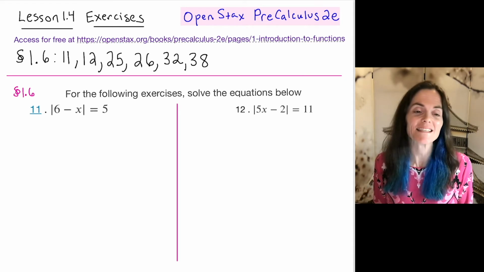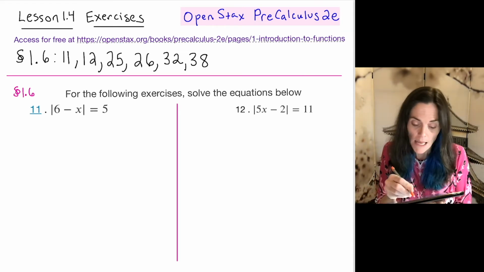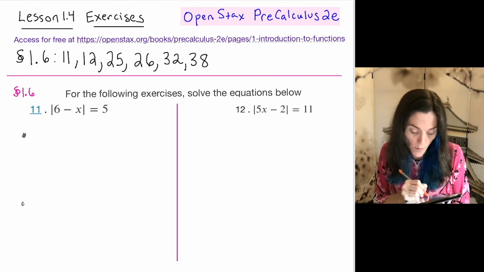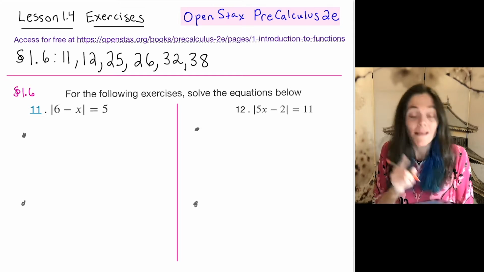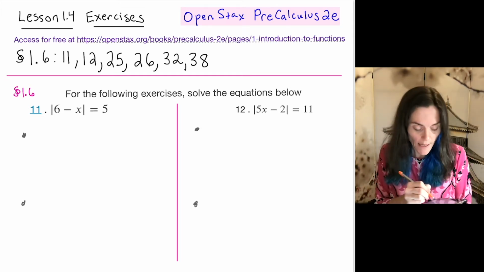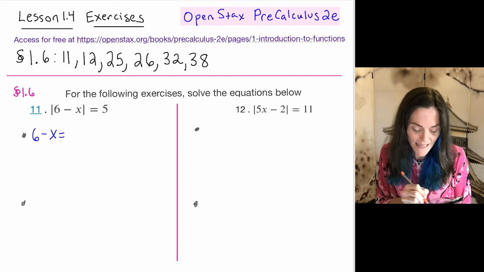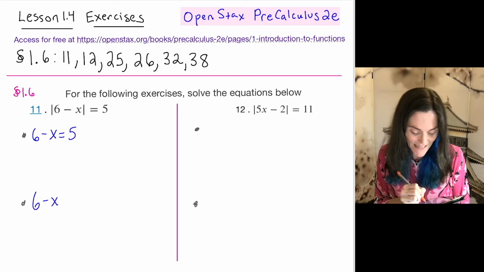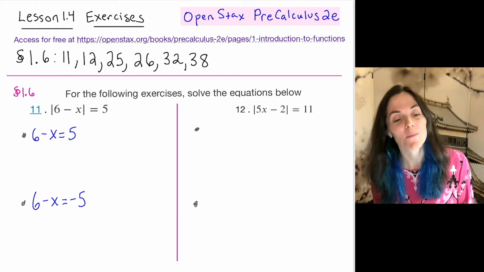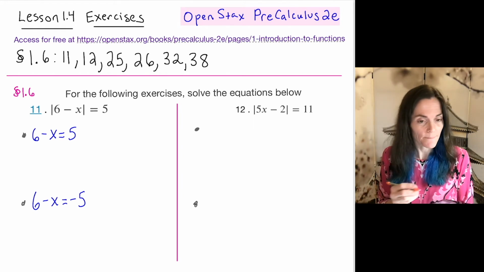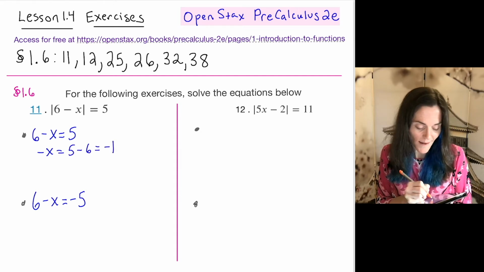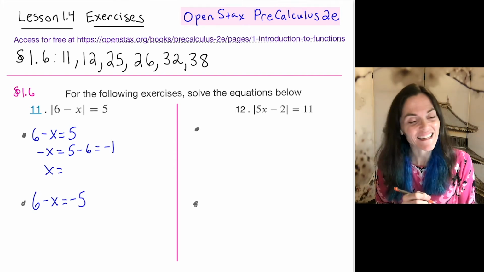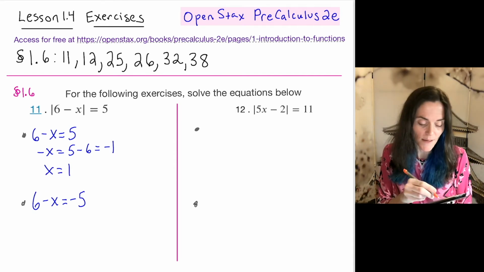We are solving equations that have absolute values in them. We have to remember there's two possibilities for both of these, really. I will do number 11 first. Absolute value 6 minus x is 5. Well, one possibility is 6 minus x is 5, but another one is 6 minus x is negative 5. And then we can just solve for each x value that we get. Let's see. I will subtract 6. We get negative x is 5 minus 6, which is negative 1. And then when we divide by negative 1, we get x is 1. So this is one solution.